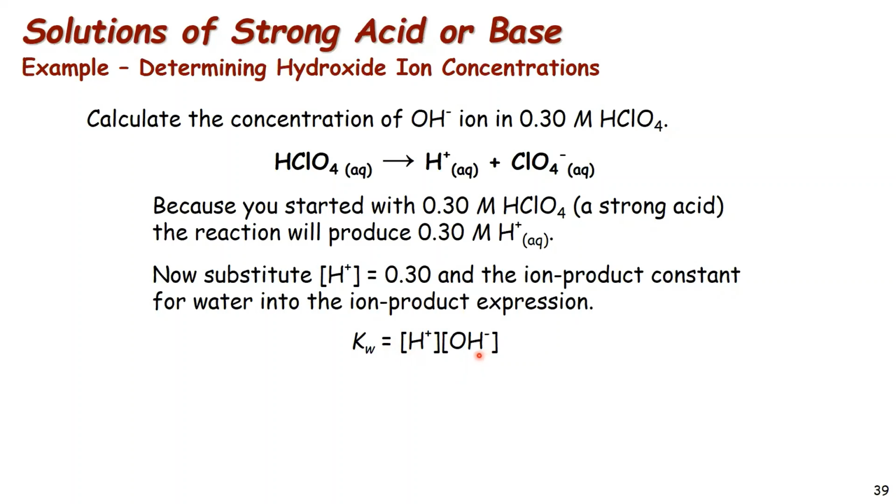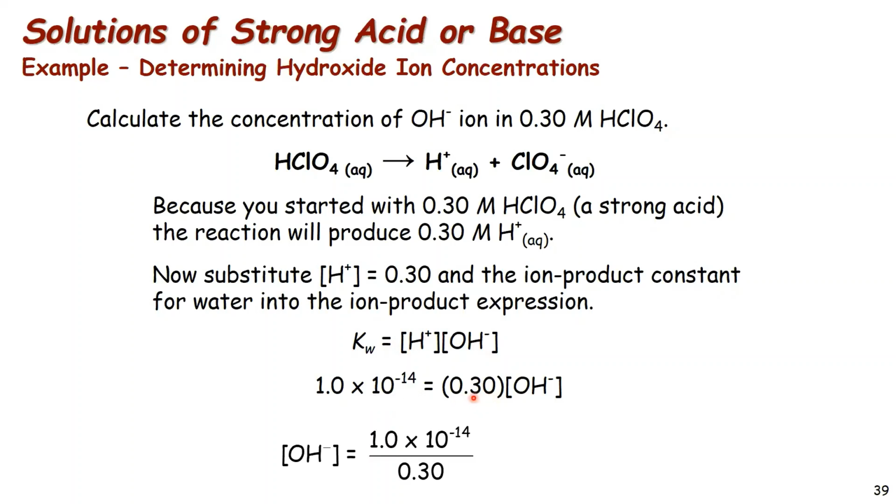So now we could actually calculate the hydroxide. We're just going to rearrange the equation. So we're going to take the 10 to the negative 14 and divide it by 0.3. And that's going to give us the hydroxide ion concentration of 3.3 times 10 to the negative 14. So a really, really small amount of the hydroxide ion in water in an acidic solution.